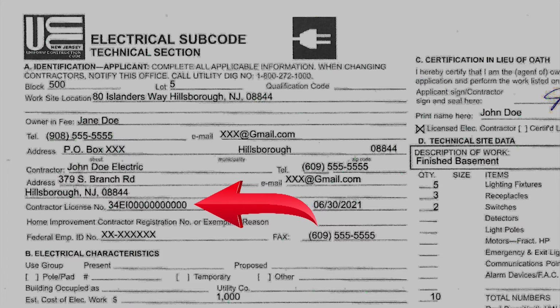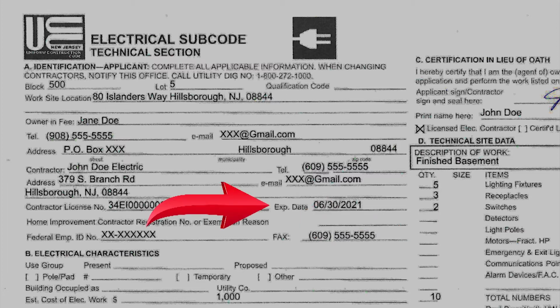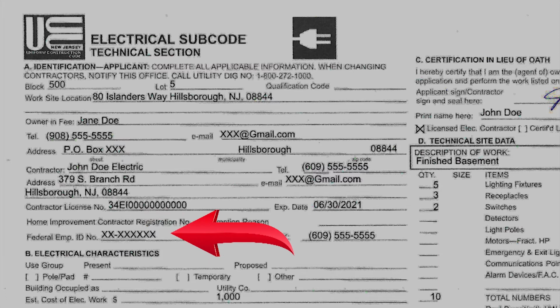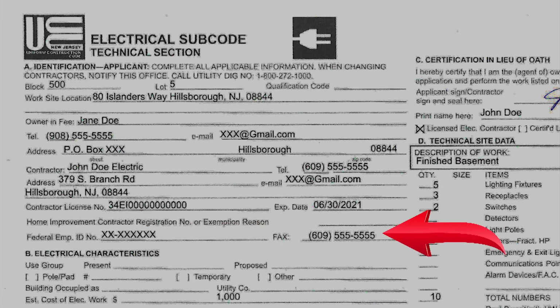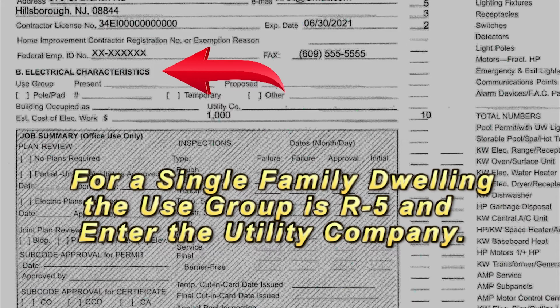Next, enter the contractor license number, the home improvement contractor registration number, or the exemption reason. Also enter the expiration date. Enter the federal employee ID number. Enter the contractor's fax number. Now let's skip down to Section B, Electrical Characteristics. Enter the present use group. For your information, single-family dwelling is an R5, and then enter the utility company.